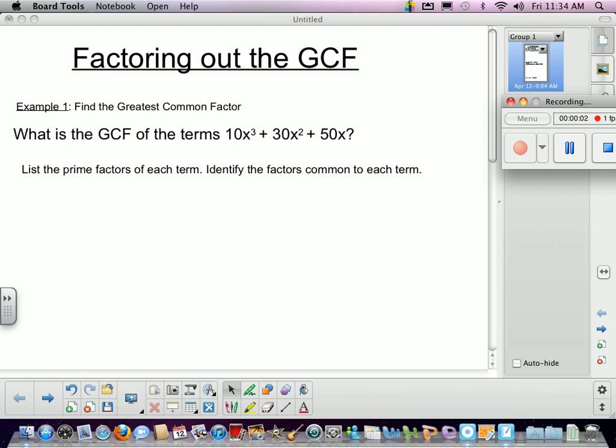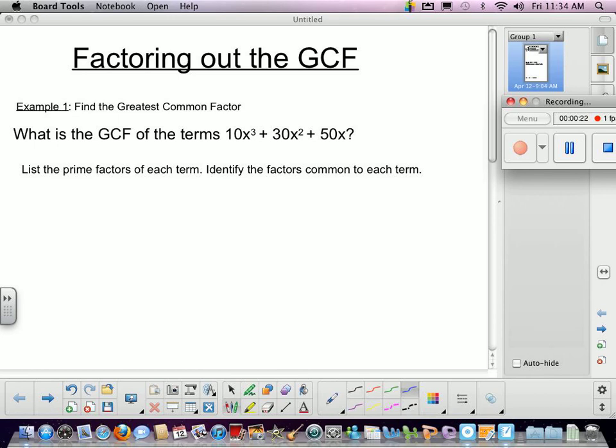Alright, so this is a lesson on factoring out the greatest common factor. In example 1, we're going to just look at finding the greatest common factor. So we want to find the greatest common factor of the terms 10x cubed plus 30x squared plus 50x.